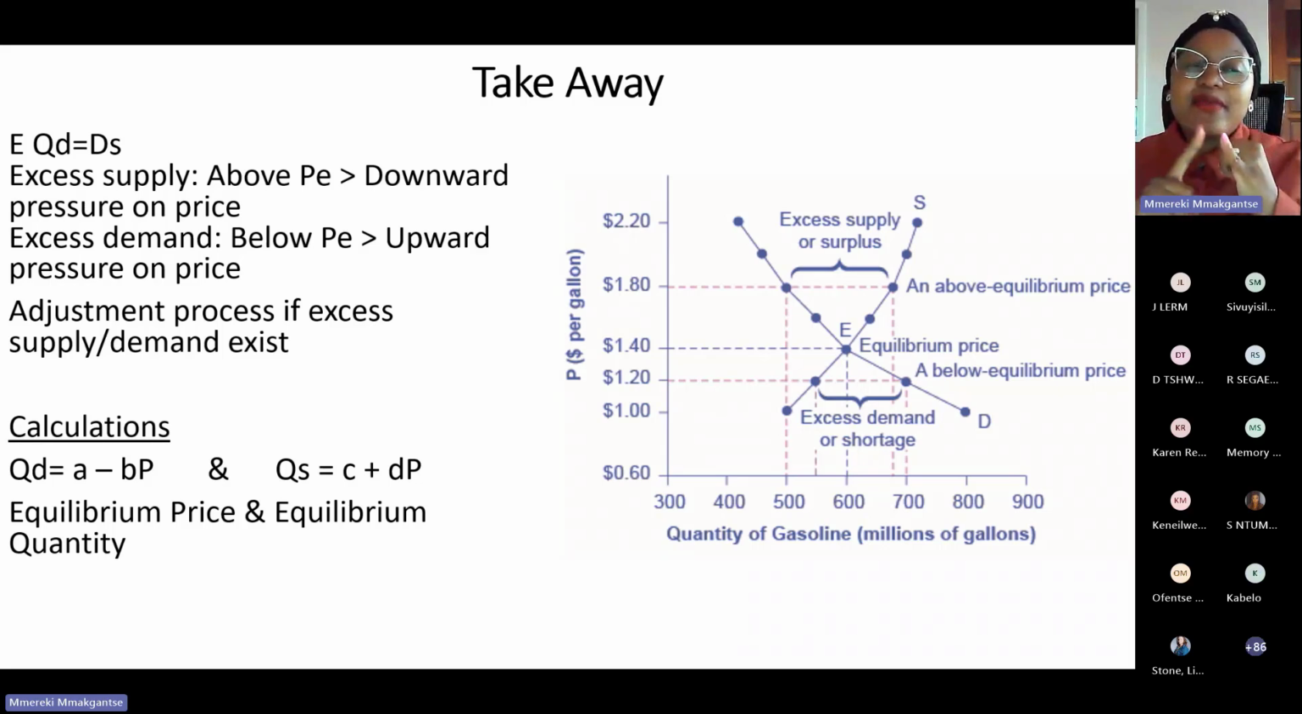Takeaway, guys. Remember equilibrium: quantity demanded equals quantity supplied. No excess supply, you must remember it on the curve. No excess demand. Know the adjustment process. Know your calculations, QD and QS. Know also how to calculate equilibrium price and equilibrium quantity.